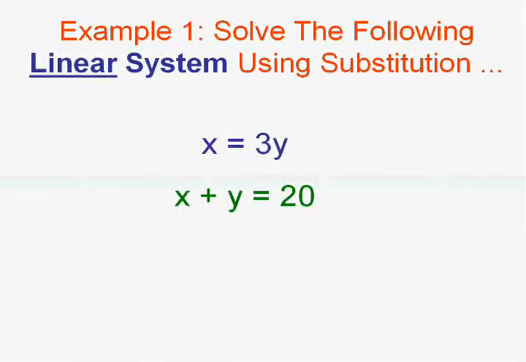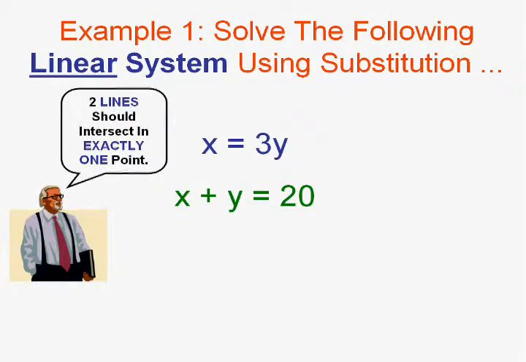Allow me to demonstrate. Let's get right to a problem, and then we'll review what we did. I've got two equations here, and these ones happen to be lines. They're going to intersect in exactly one point in this case. Other types of graphs may intersect in more than one point, but in this case we're looking for one point, and remember that one point has two values, an x and a y.